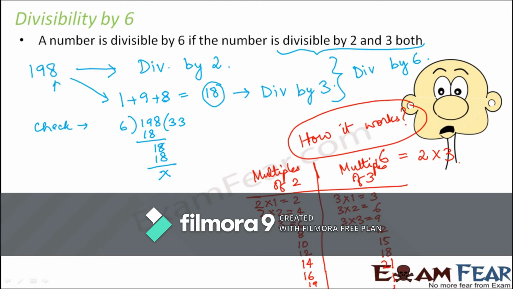Now if you try to compare the multiples of 2 and 3, you see that there are certain common multiples, like there are certain multiples which are common to both 2 and 3. For example, 6. 6 is the first common multiple between 2 and 3. The next common multiple is 12. The next common multiple is 18, and so on. And what are these 6, 12, 18?